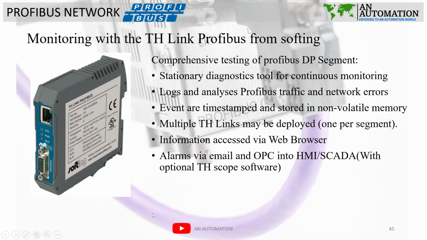Okay, so monitoring with the TH-Link Profibus from Softing. Comprehensive testing of a Profibus DP segment. What kind of solution can you get from it? A stationary diagnostics tool for continuous monitoring, it logs and analyzes Profibus traffic and network errors, with events and timestamps stored in non-volatile memory. Multiple TH-Links may be deployed, one per segment. Information is accessed via a web browser. Alarms via email and OPC into HMI and SCADA with the optional TH-Scope software.